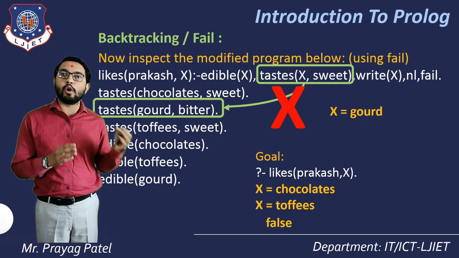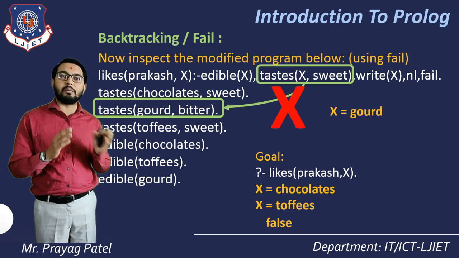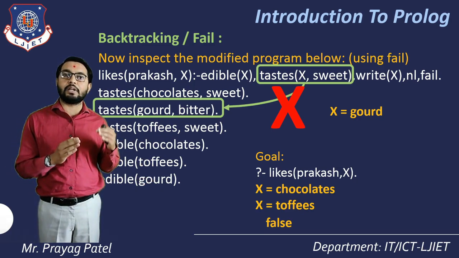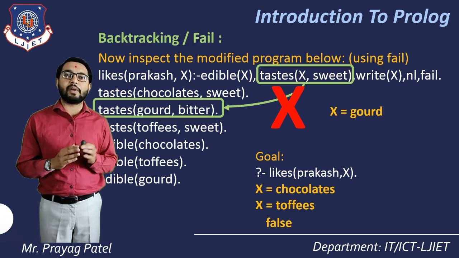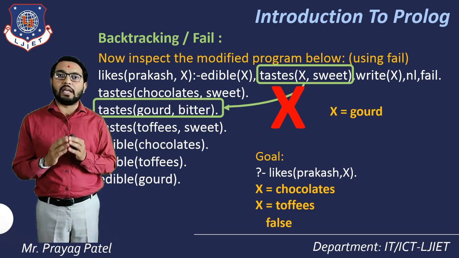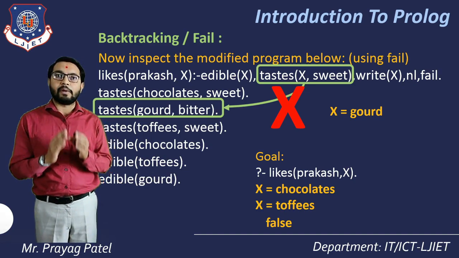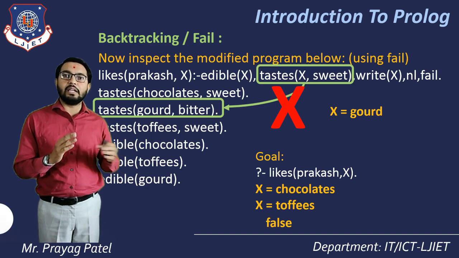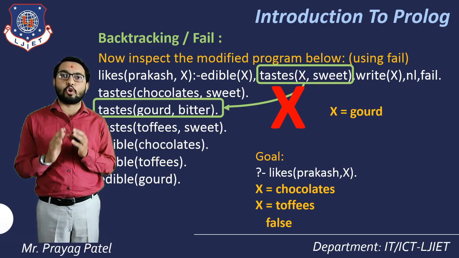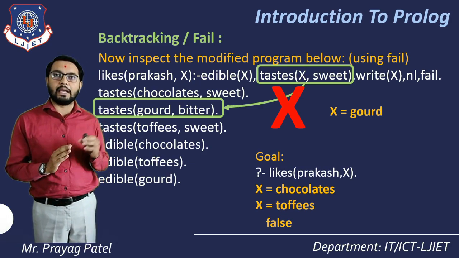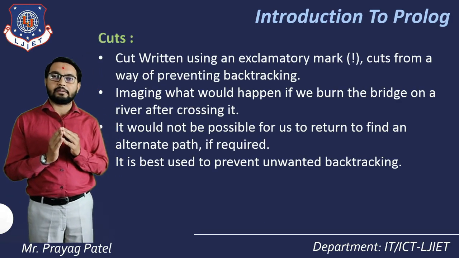After that, no remaining rule for edible is available. So the last statement is false, because after the value of x equal to chocolate and x equal to toffee, there is no further availability for x equal to anything. So we write false. So the simple fail command is used to find all the possibilities. So Prakash likes chocolate and toffee, not goat. This is a simple example for the fail predicate.